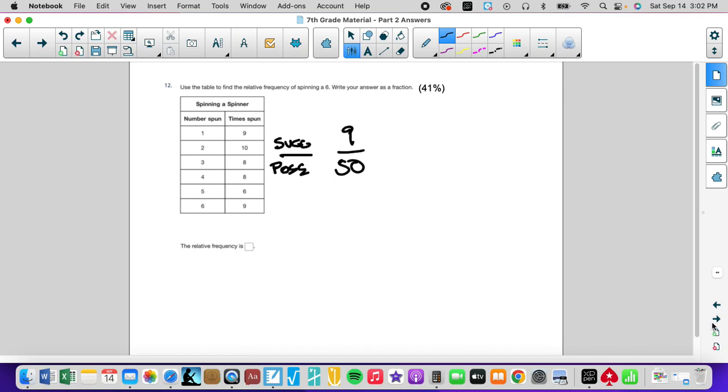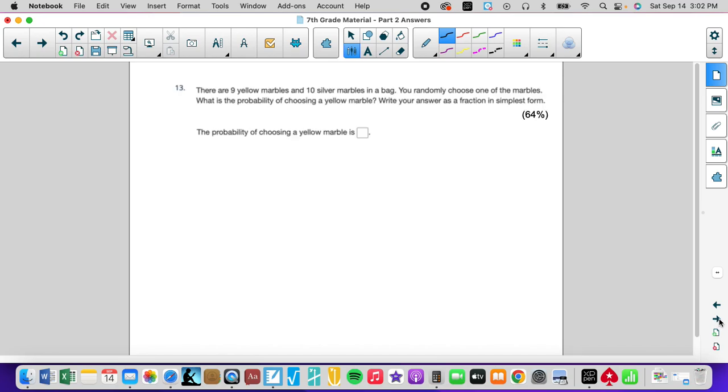That was really easy. There are 9 yellow marbles and 10 silver marbles in a bag. You randomly choose one of the marbles. What is the probability of choosing a yellow marble? So we call this P(Y). What is the probability of Y? Again, how many successful? There are 9 yellow marbles out of 19. Okay, and that's it. That's how you do successful outcomes out of possible outcomes. You have 9 out of 19 chances, or 9 out of 19 probability.